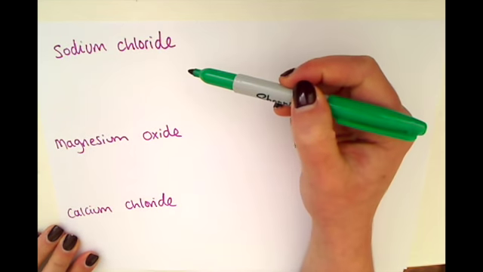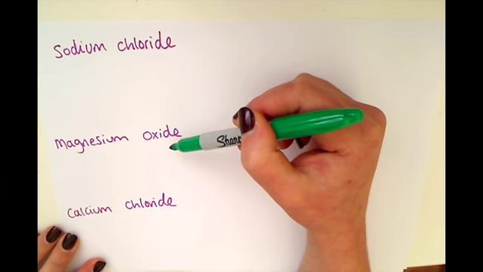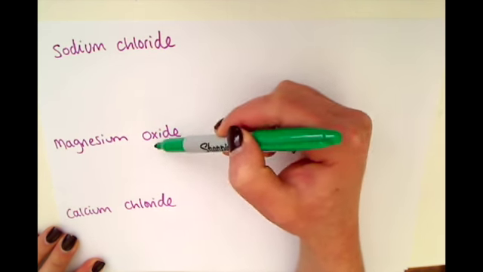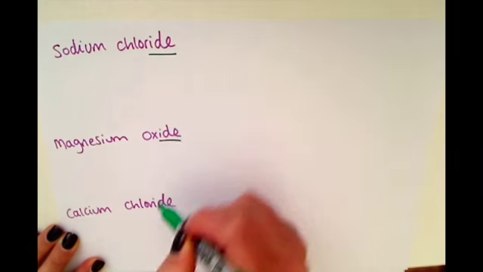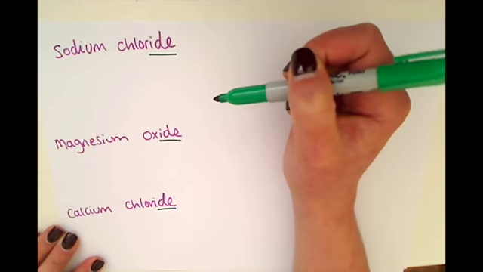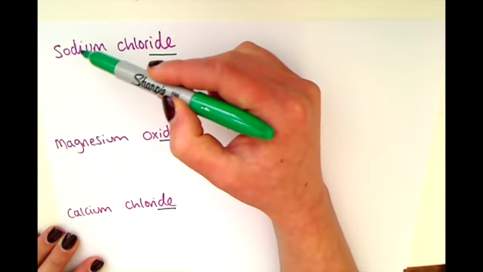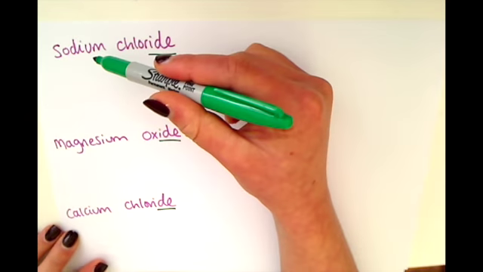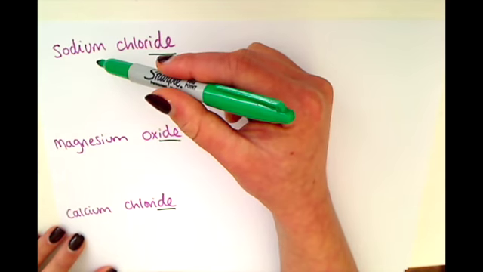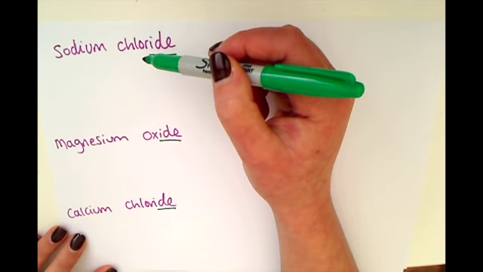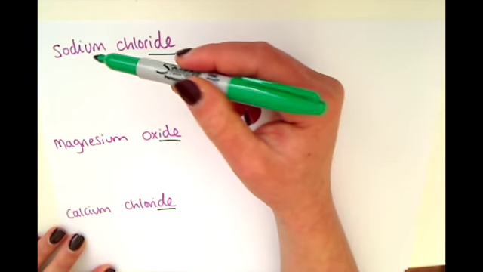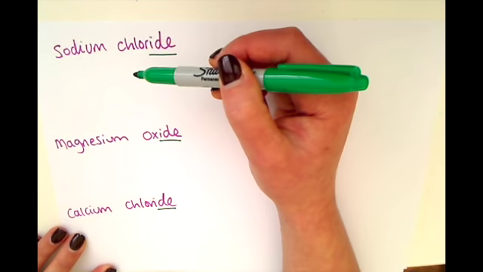So some more ionic compounds here: sodium chloride, magnesium oxide, calcium chloride, all ending in "ide". You should recognise that ending as the ending for an ionic compound. And we again have a metal bonded with a non-metal. So sodium chloride consists of the ions of sodium and chlorine. So in an exam you might be asked to draw the ions that exist in this compound.